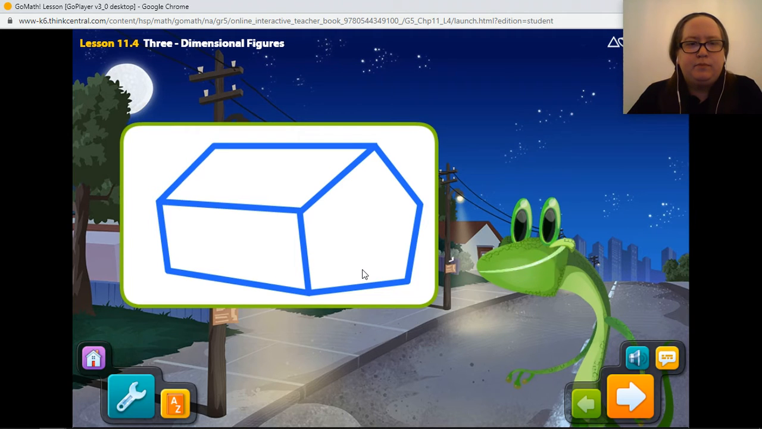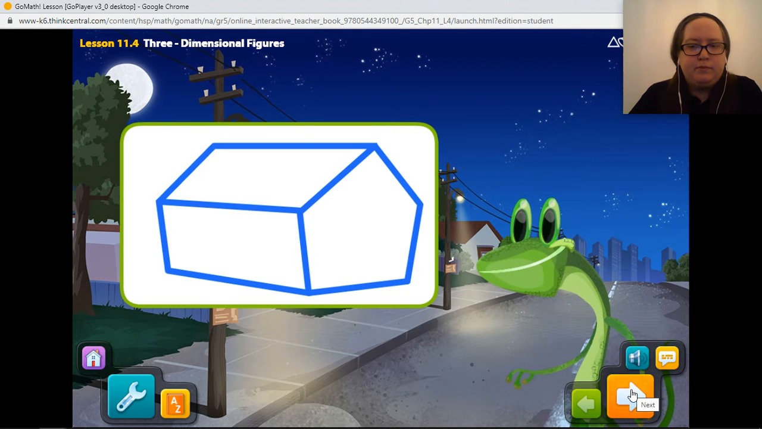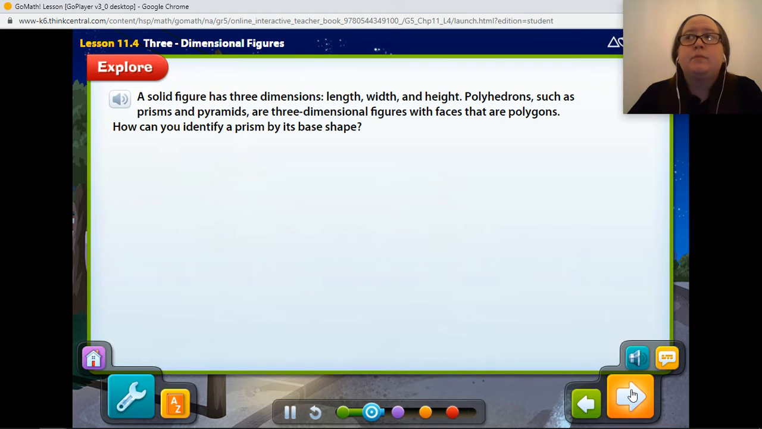How can you identify three-dimensional figures? I'd like to find out. Come on. A solid figure has three dimensions: length, width, and height. Polyhedrons, such as prisms and pyramids, are three-dimensional figures with faces that are polygons.